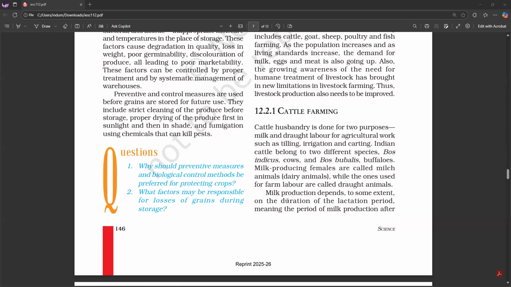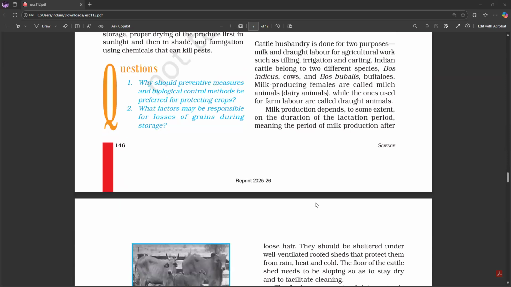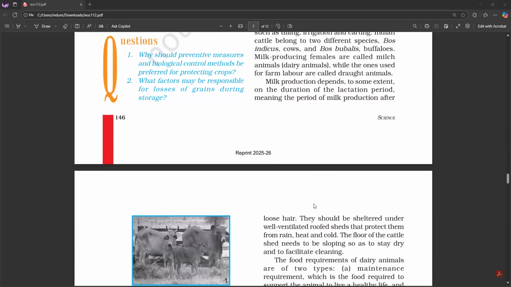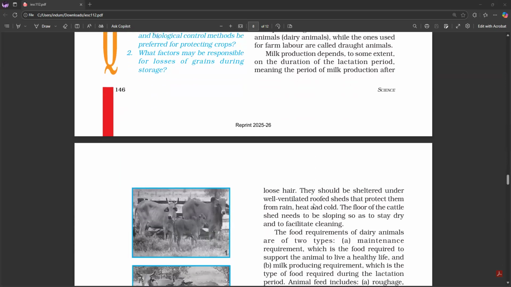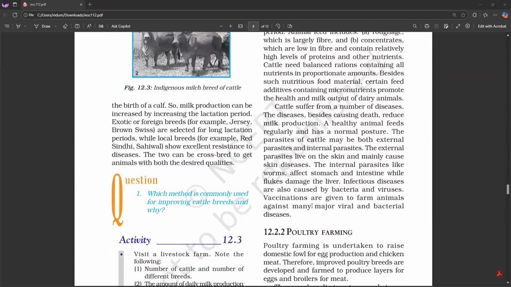12.2.1 Cattle farming. Cattle husbandry is done for two purposes: milk and draught labor for agricultural work such as tilling, irrigation, and carting. Indian cattle belong to two different species, Bos indicus cows and Bos bubalis buffaloes. Milk producing females are called milch animals or dairy animals, while the ones used for farm labor are called draught animals. Milk production depends to some extent on the duration of the lactation period, meaning the period of milk production after the birth of a calf.